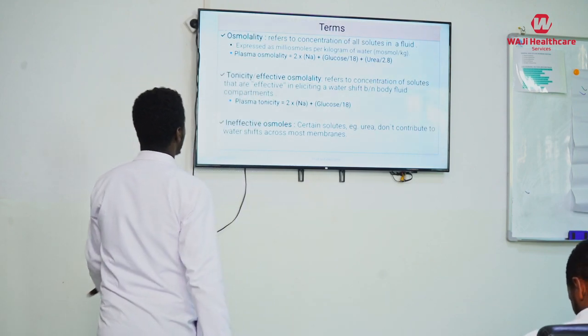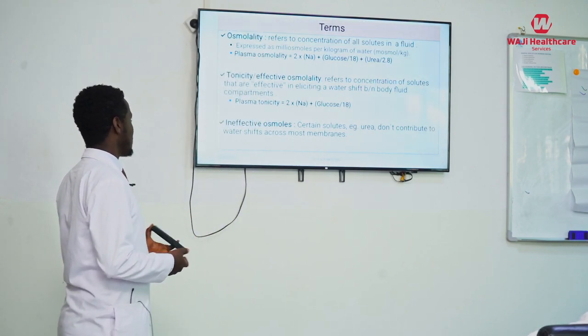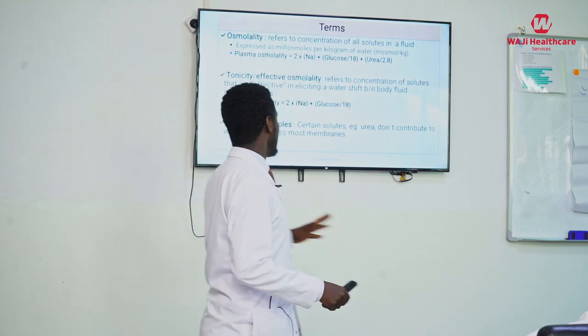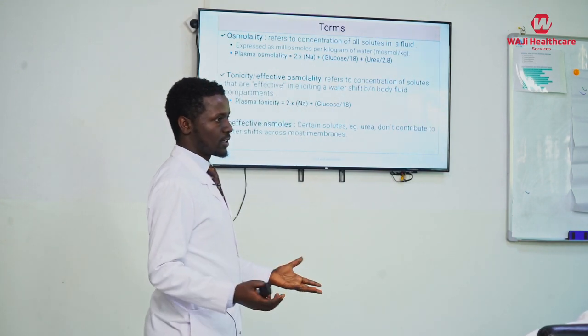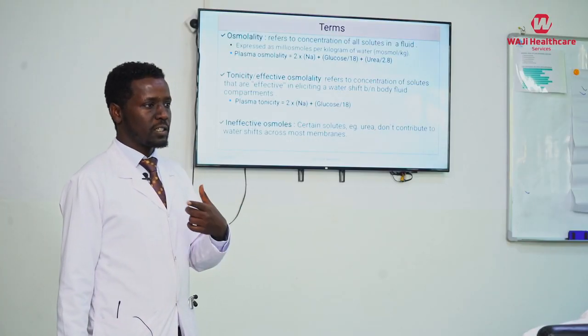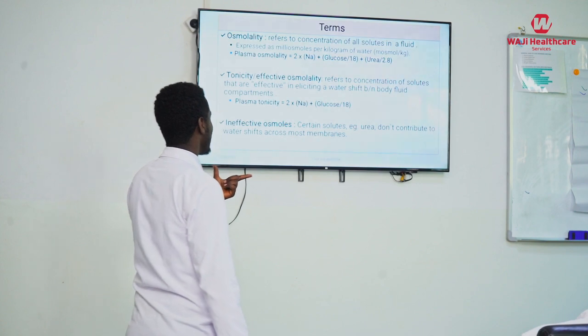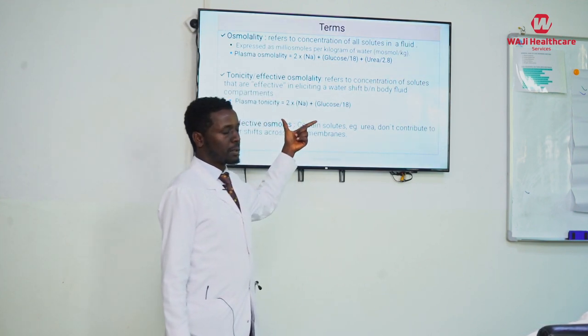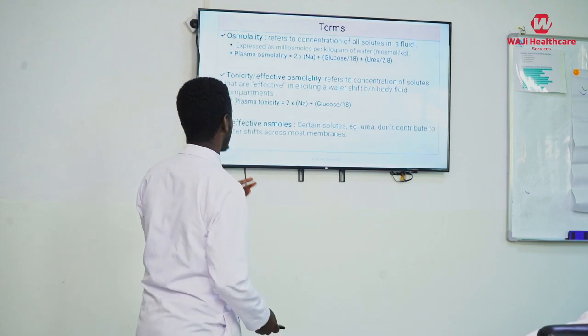So these are important terminologies: osmolality, tonicity, and effective osmoles. Osmolality is just the concentration of solutes that are dissolved in our body fluid components. Majorly, sodium, glucose, and urea are the major determinants of the osmolality of our body fluid. But effective osmolality means the one that determines the direction of the fluid. So out of the three components, urea does not have an effect on fluid shifts. The determinants for the direction of the shift of fluid are sodium and glucose. So those are what we call the effective osmolality.